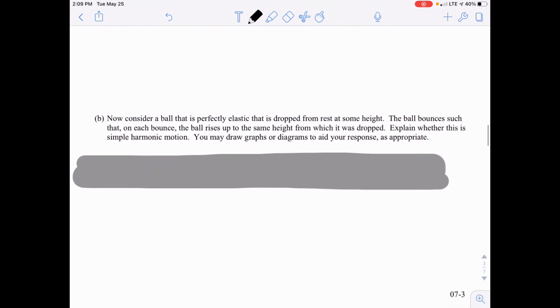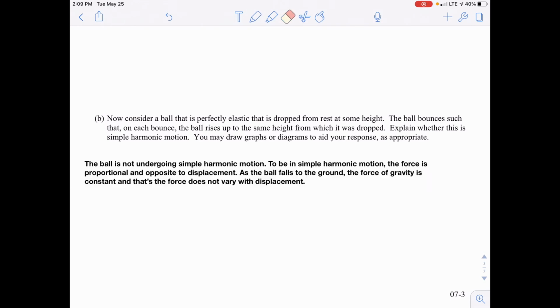Part B. Now consider a ball that is perfectly elastic that drops from rest at some height. The ball bounces such that on each bounce the ball rises up to the same height from which it was dropped. Explain whether this is simple harmonic motion. You may draw graphs or diagrams to aid in your response as appropriate. Again, not simple harmonic motion. To be in simple harmonic motion, the force needs to be proportional to displacement. Well, that's not true. As a ball falls to the ground, gravity is constant, no matter where it's on its way down.